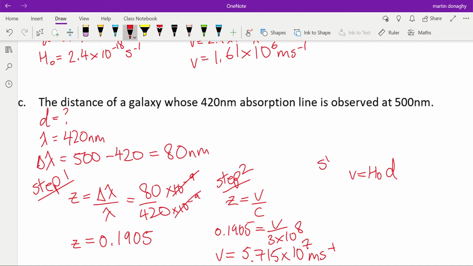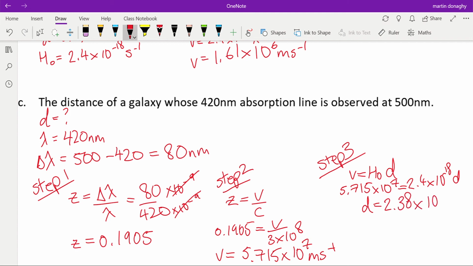Finally then, step 3, we can use Hubble's equation and put in our values. So 5.715 by 10 to the 7 equals our Hubble parameter, constant of 2.4 by 10 to the minus 18 times d, dividing through gives us d is 2.38 by 10 to the 25 meters. Like I say, there's a number of steps to that one. It'd be worth a lot of marks. Not one of the steps is hard, but it's knowing the steps to do to get there is the difficult thing in that question.